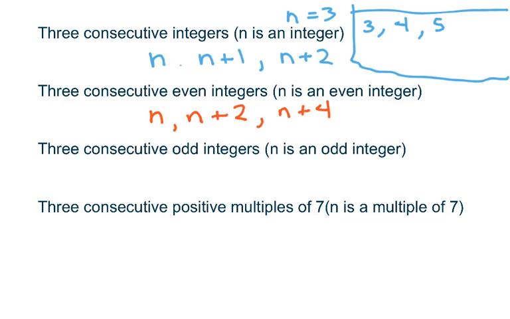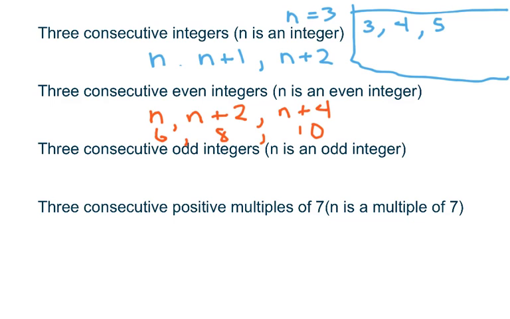Again, if you plug in an even integer, so let's let n be, say, 6. So if this is 6, then the next one, if I add 2 to that, I get 8. And if I add 4 to 6, I get 10. So they're consecutive even integers, 6, 8, and 10.